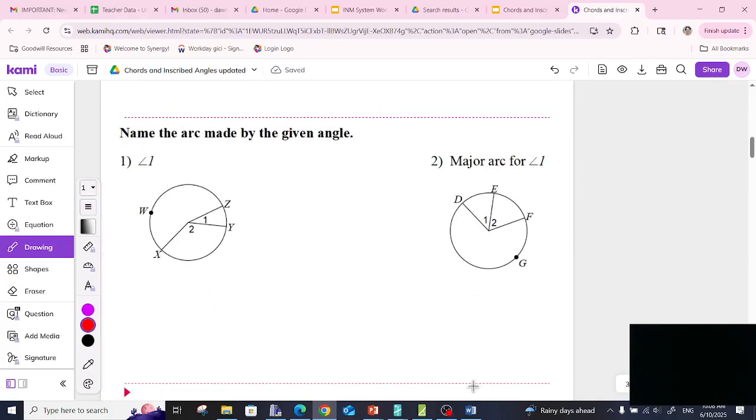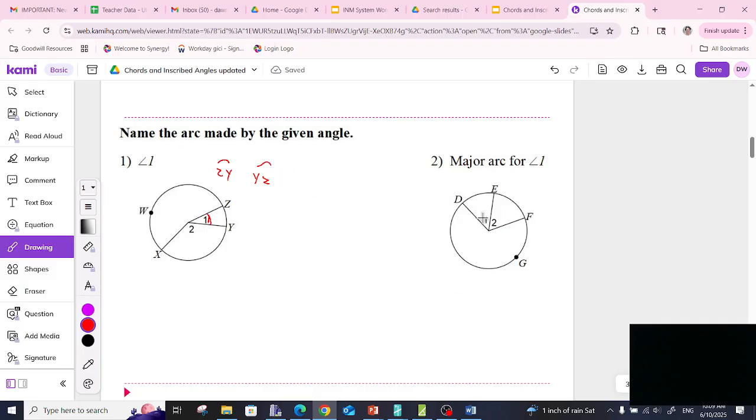So let's look here. It says, name the arc made by the given angle. So here's angle 1, which is our central angle, right? So what arc is it intersecting over here? How would I name this one? ZY or YZ. It doesn't matter. It could be either way. You only have to give me one, but both of those would be correct answers. Notice how I drew a little arc over it to signify it's an arc.